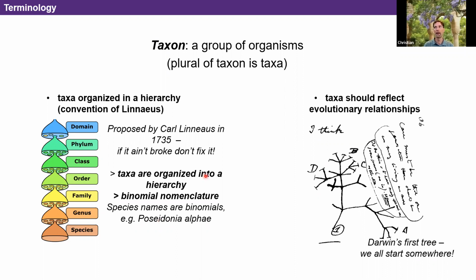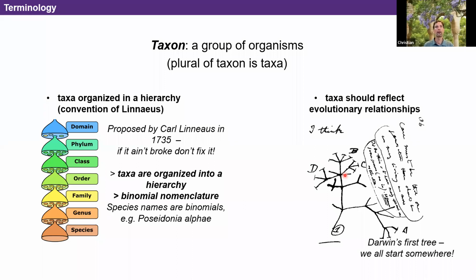Then taxa, right, should also reflect evolutionary relationships. As seen here, that is Darwin's first tree, right, when he started. So that should just illustrate that if we talk about a taxa, we want it to be a monophyletic group, right? Ideally, that's what it should be.